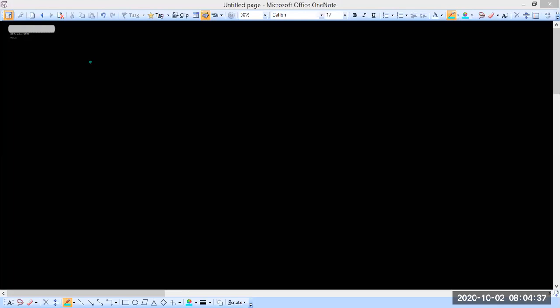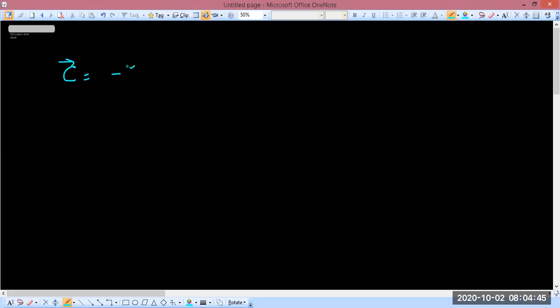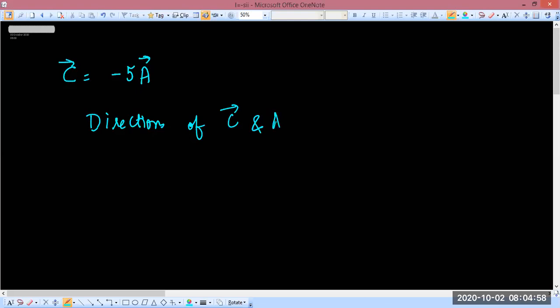Suppose I'd give you something like, let's say c vector equal to -5 into a vector. Okay, so what can we say about directions? What can we say about directions of c vector and a vector? Come on. What can we say about direction of c vector and a vector?